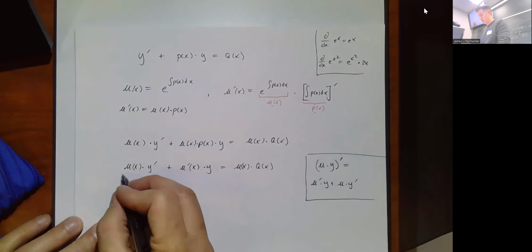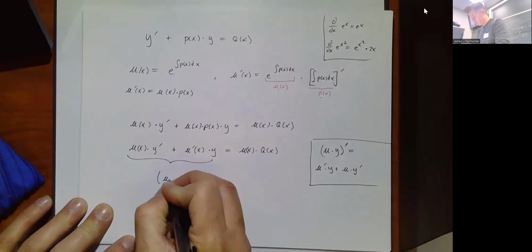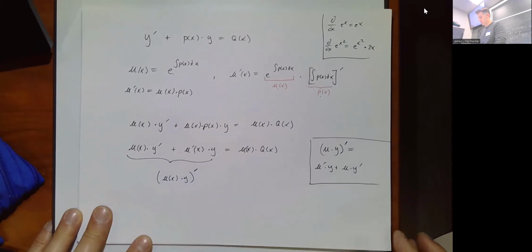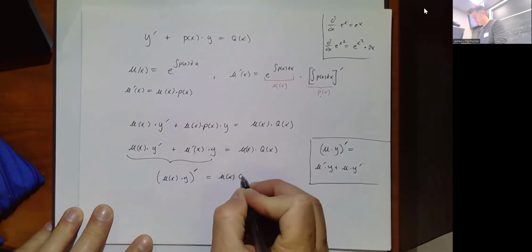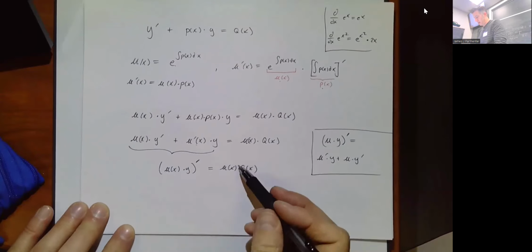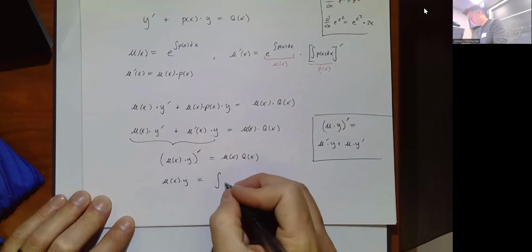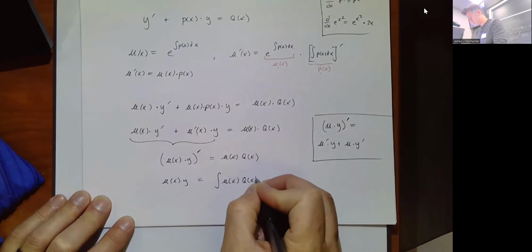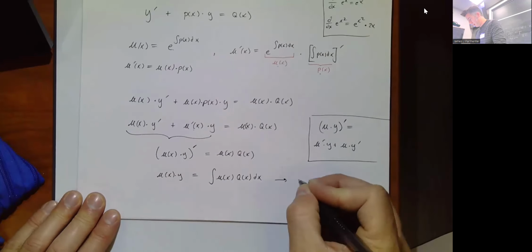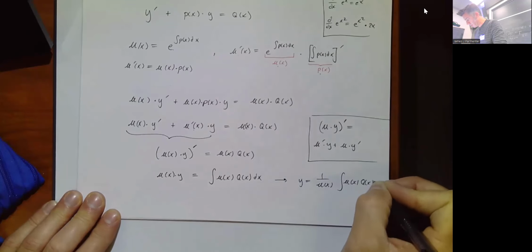So what I'm doing here is I'm taking this thing that looks like the derivative of a product and saying, oh yeah, that's the derivative of a product. Still equal to the same thing on the right-hand side. And finally, if the derivative of this thing is equal to that thing, then the inside stuff, mu of x times y, has to equal the integral of mu of x times q of x. And then finally, solving for y, we get exactly what we usually get. That y equals 1 over mu of x times the integral of mu of x times q of x dx.